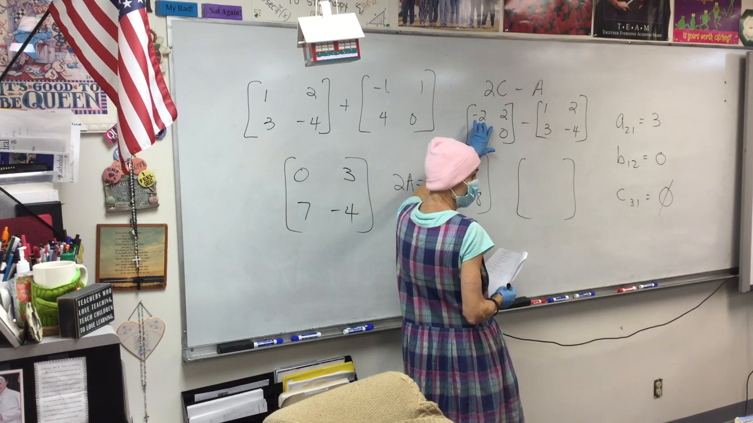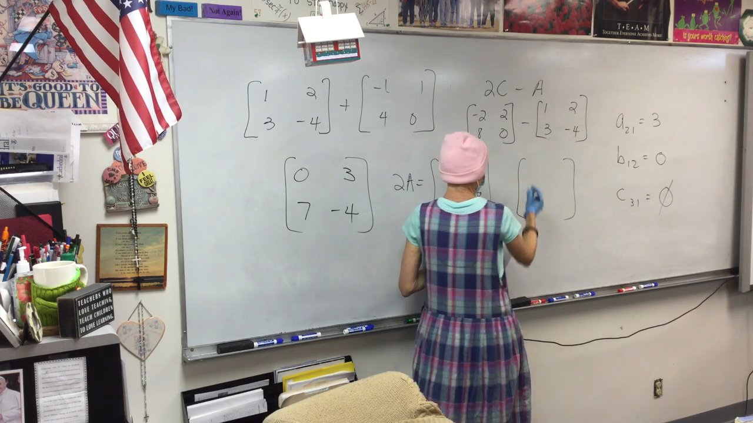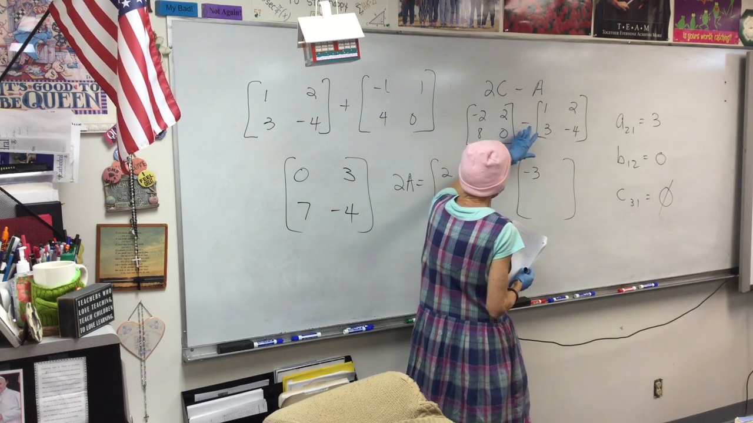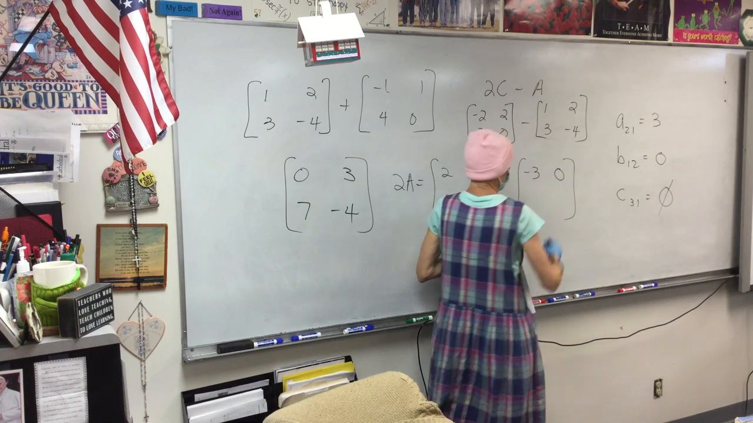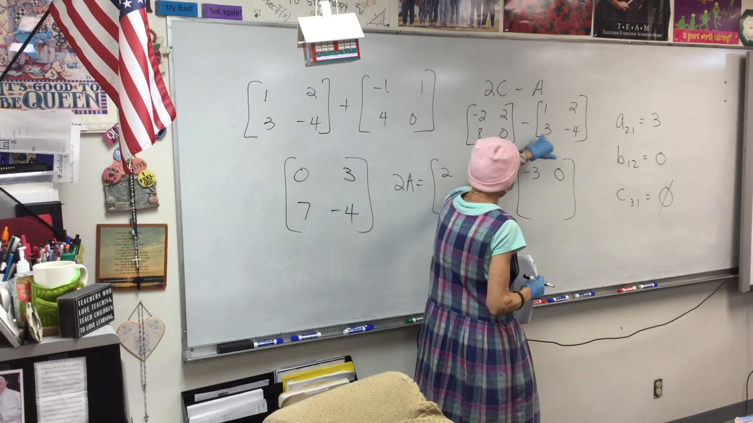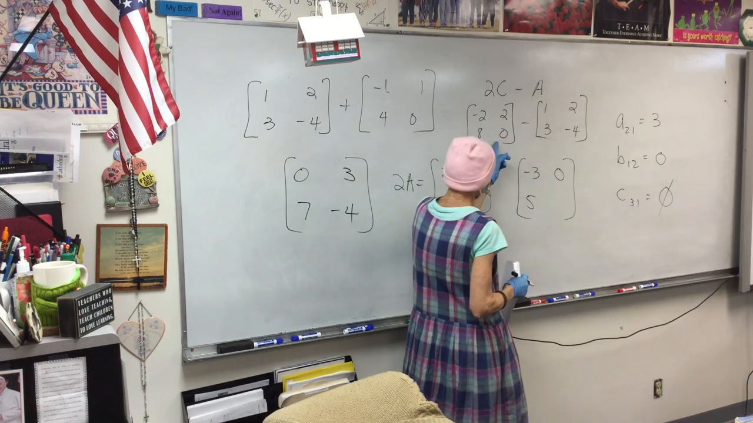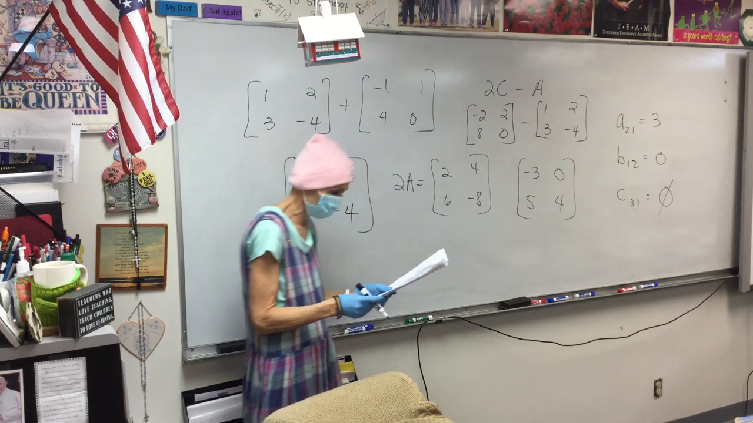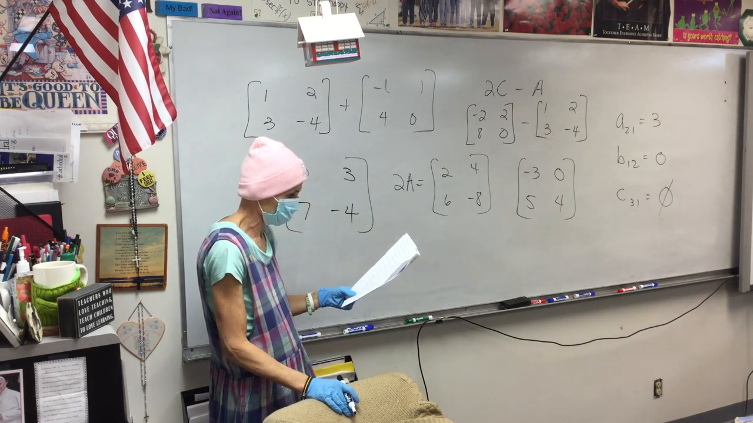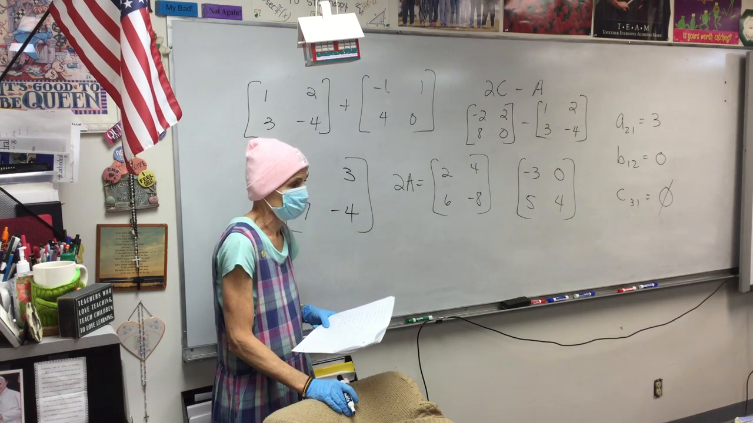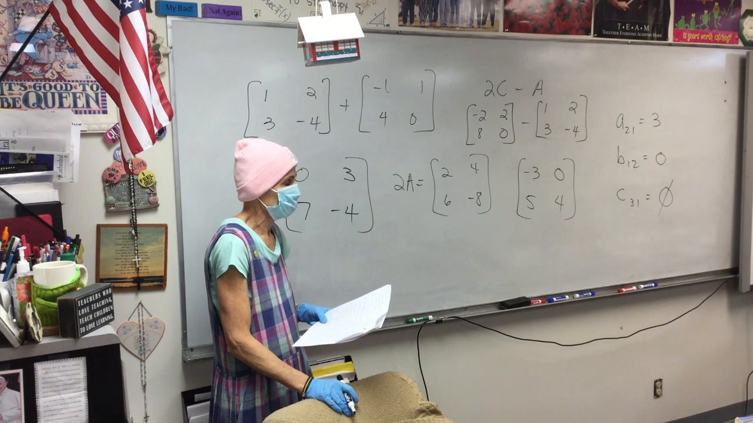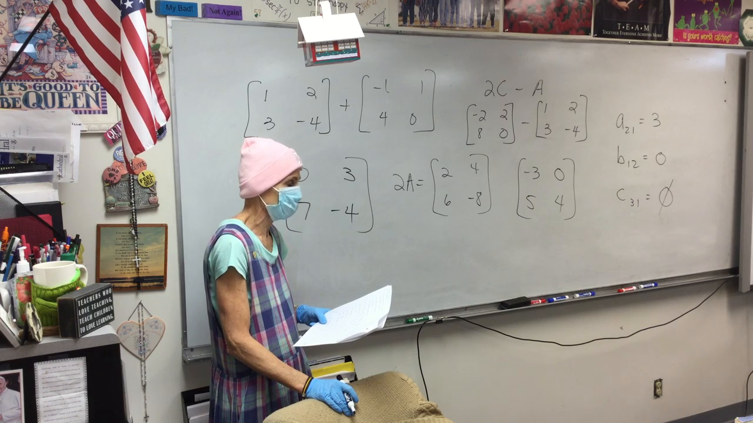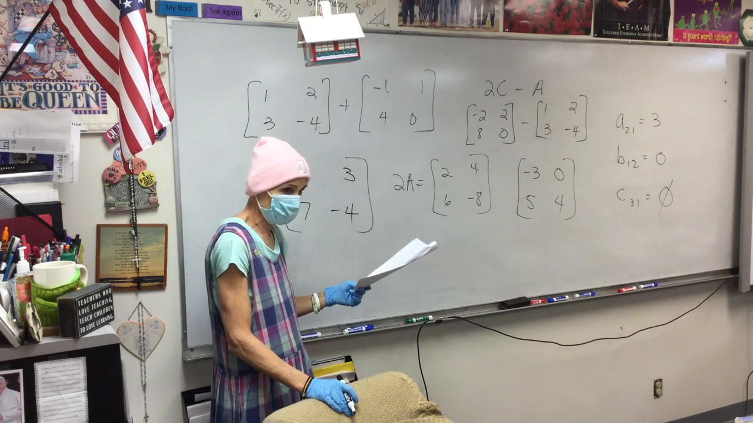All right, now you are subtracting though. So negative 2 minus 1. Negative 3. 2 minus 2. 8 minus 3. 0 minus negative 4. All right, everybody good on that one?